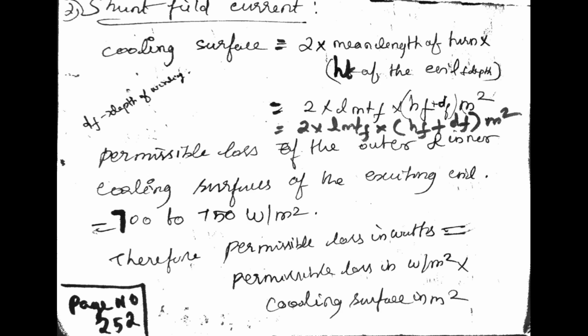Design of field winding. Topic, design of shunt field winding. Second topic, shunt field current. Cooling surface is equal to 2 into mean length of turn into (height of the coil plus depth of winding). Cooling surface is equal to 2 into LMTF into (HF plus DF) meter square, where DF is the depth of winding. Permissible loss of the outer and inner cooling surface of the exciting coil is equal to 700 to 750 watts per meter square. Therefore, permissible loss in watts is equal to permissible loss in watts per meter square into cooling surface in meter square.